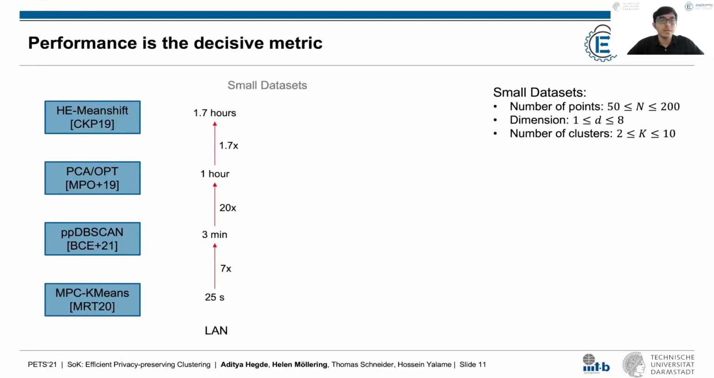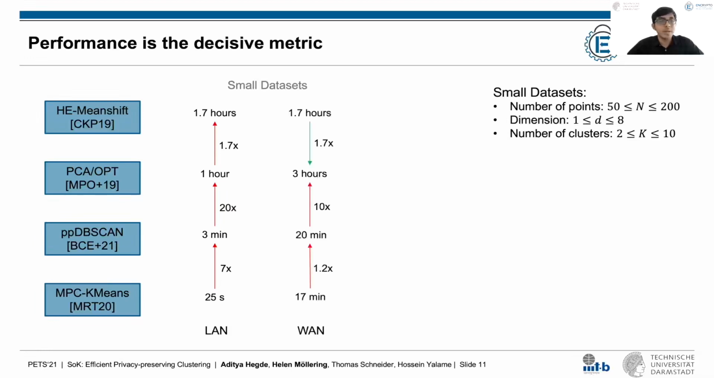For computing the clusters on the largest dataset in this collection over LAN, the multi-party computation-based k-means protocol of Mohassel et al. was the most efficient and took 25 seconds. While on the other end, the fully homomorphic encryption-based mean shift protocol of Kim et al. took 1.7 hours, which is around 240 times more. And the increase in runtime was mainly because of the overhead of fully homomorphic encryption.